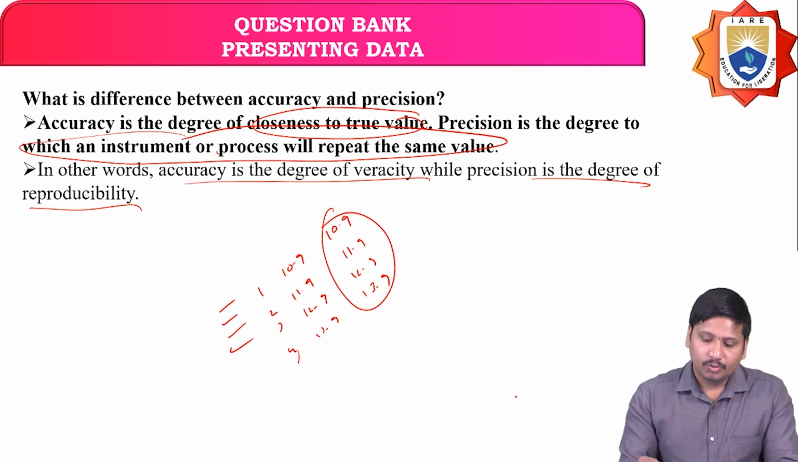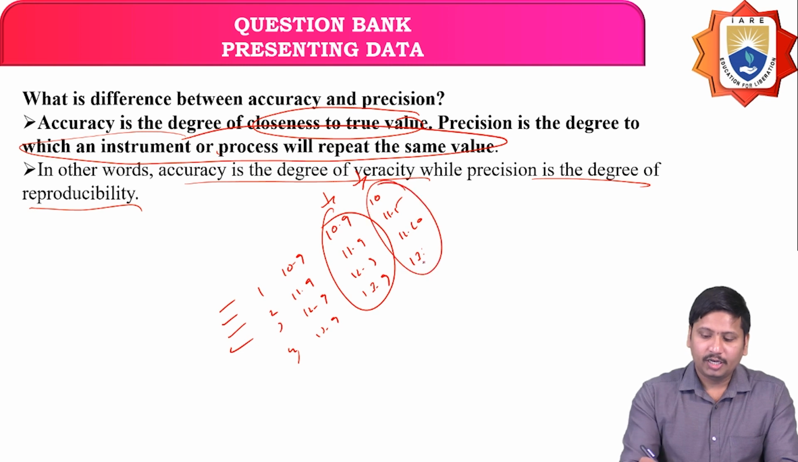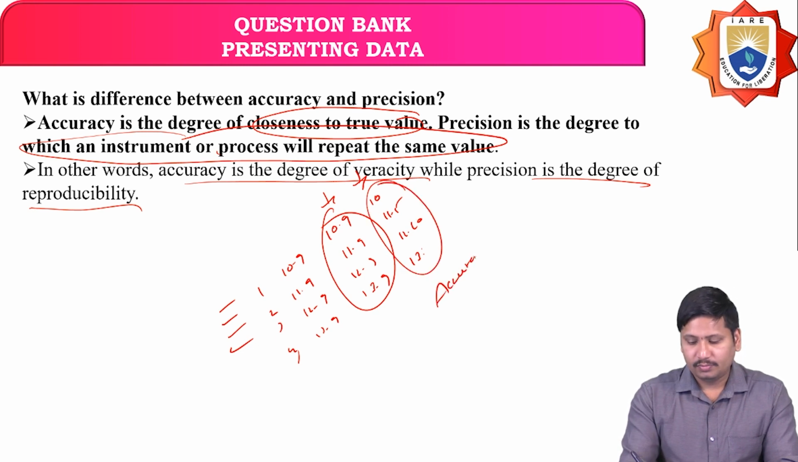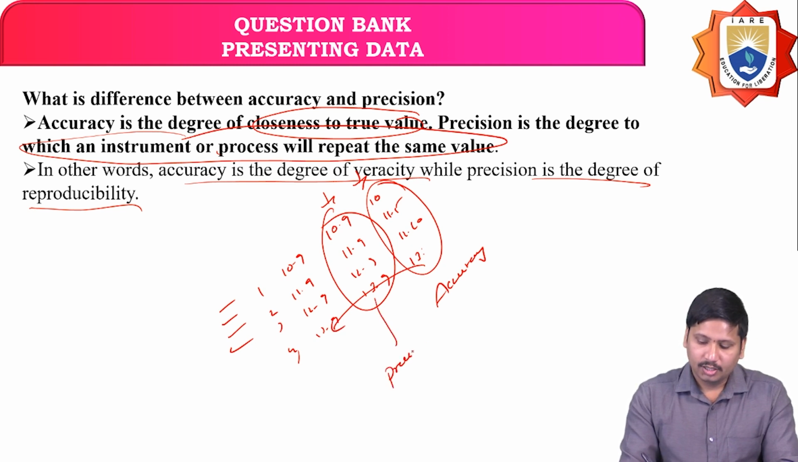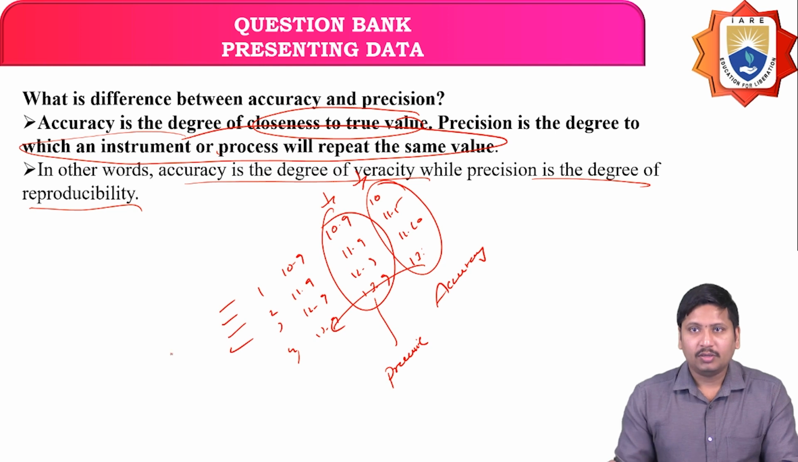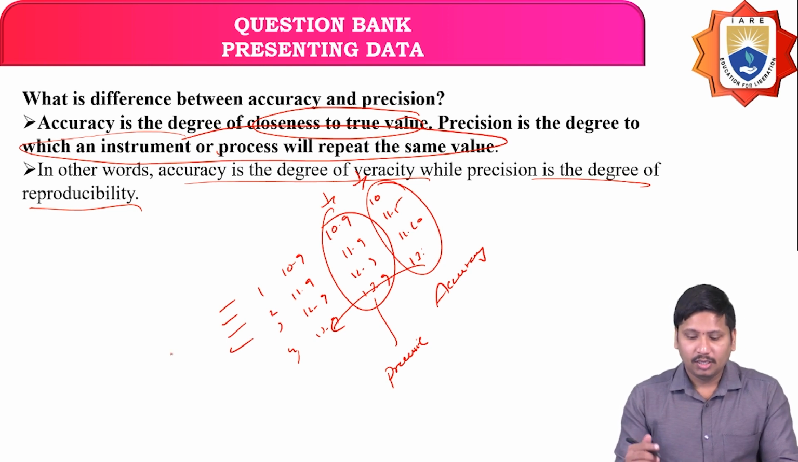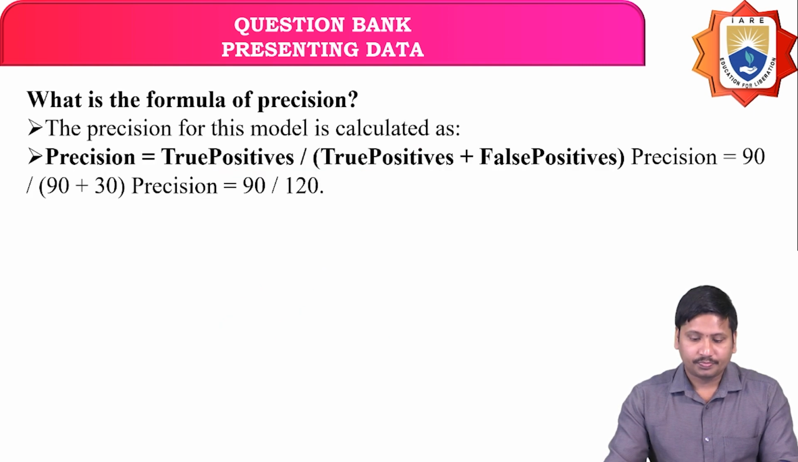Accuracy, in the sense that suppose I conduct the experiment with some other instrument and get 10, then 11.5, 12.10 and then 30, then it can be treated as accuracy. So it is how accurate the data is to the correct one, and here it should be precise. Precise means getting the same values, right? So accuracy is the degree of veracity and precision is the degree of reproducibility.